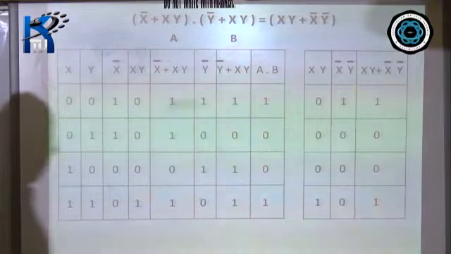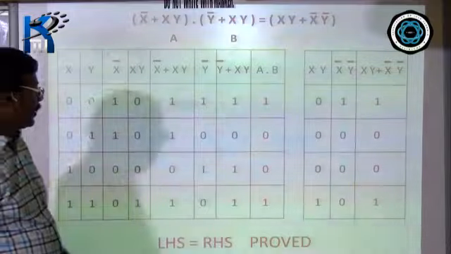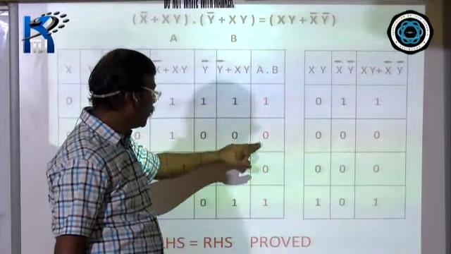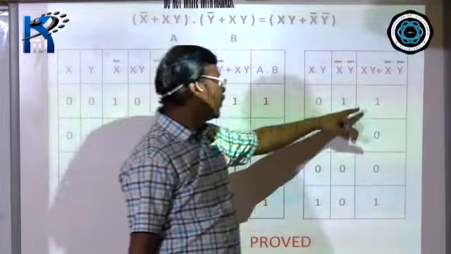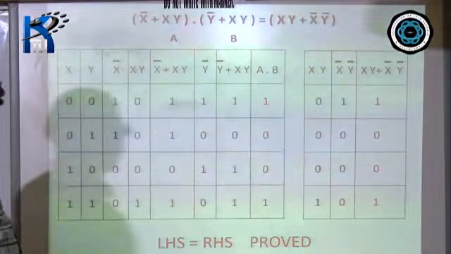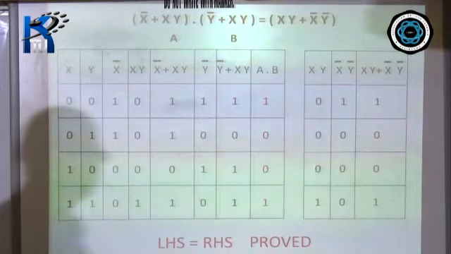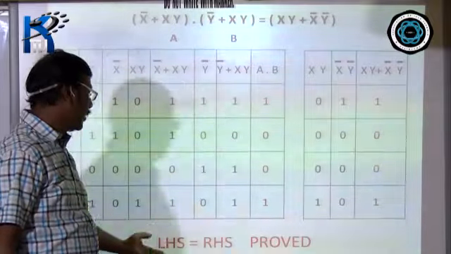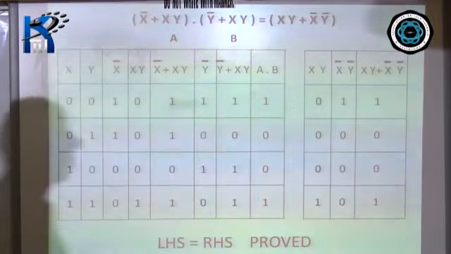Okay. Now if you look, we have got the same output. Left hand side is 1 0 0 1, right hand side is also 1 0 0 1, the ultimate output of left hand side and right hand side. So from this you can see that they are same. So left hand side equals right hand side. We have proved it.